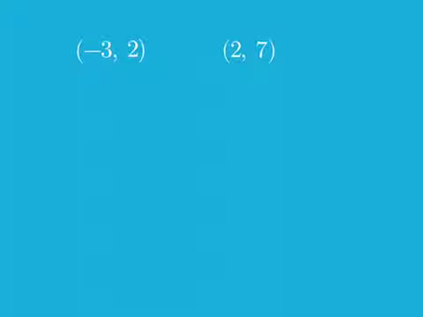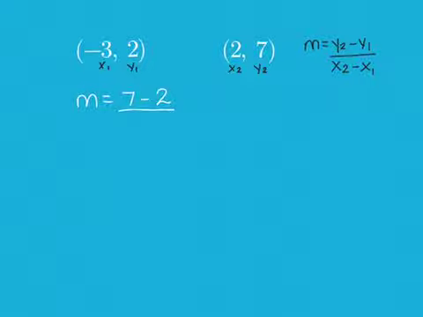In this next example, we're just given 2 points, which means we need to go ahead and find the slope first. So remember, this first point gives us x1, y1. The second point gives us x2, y2. And in order to find the slope, we're going to have to do y2 minus y1 over x2 minus x1. So we'll start by plugging those in first. So m is equal to y2, which is 7, minus y1, which is 2, over x2, which is 2, minus x1.